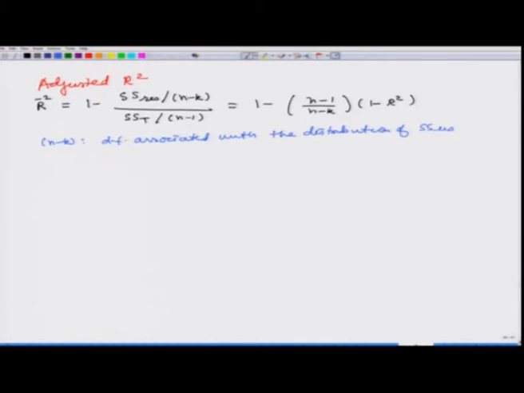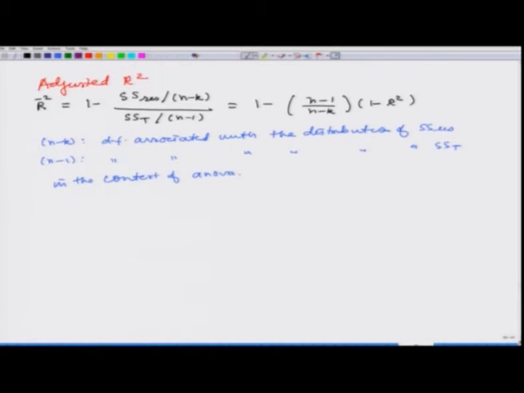And similarly, we are dividing the total sum of squares SST by n minus 1. Here again this n minus 1 is simply the degrees of freedom associated with the distribution of SST in the context of analysis of variance. So, this adjusted R square helps us, and it does not increase as the number of independent variables are added in the model. But on the other side, adjusted R square also has certain limitations.